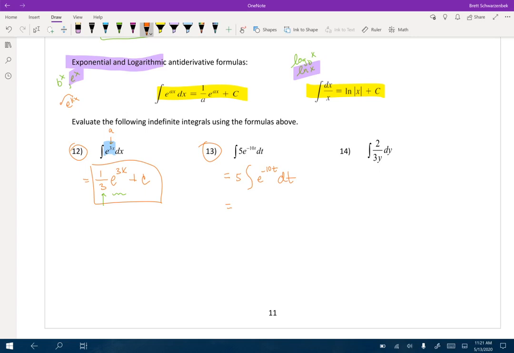Well, the 5 stays put. Our a in this problem is actually -10. So that means we have to follow the formula and say, okay, the antiderivative is 1 over -10 e to the -10t plus c. If we simplify that, we're going to get -1/2 e to the -10t plus c, and that is your result.